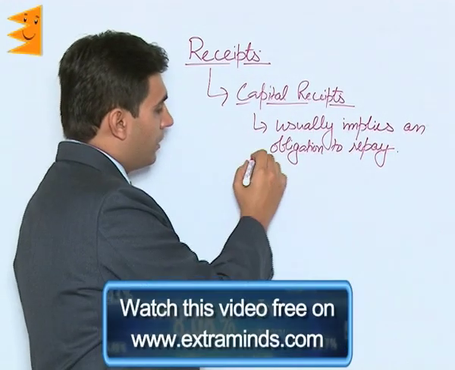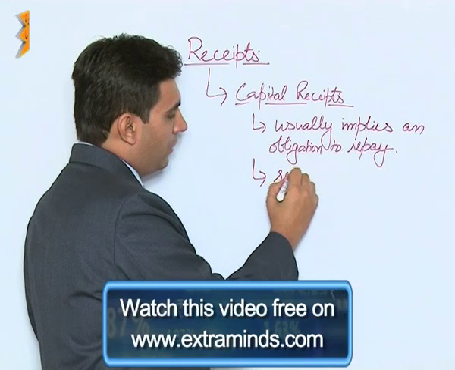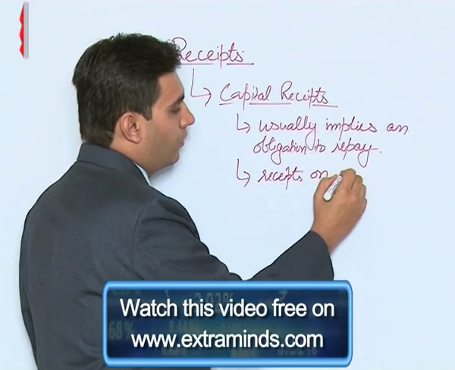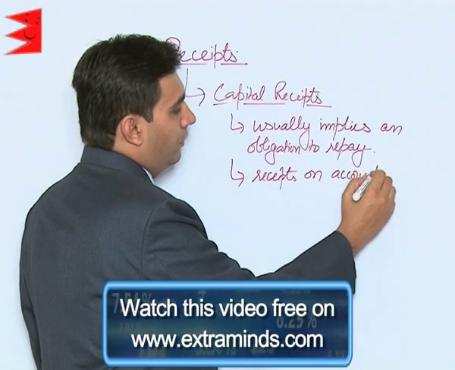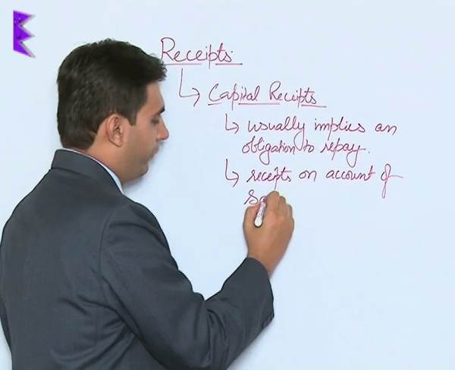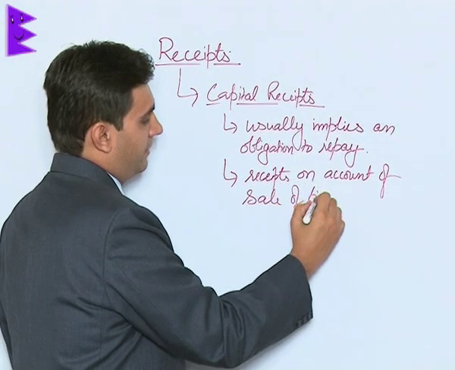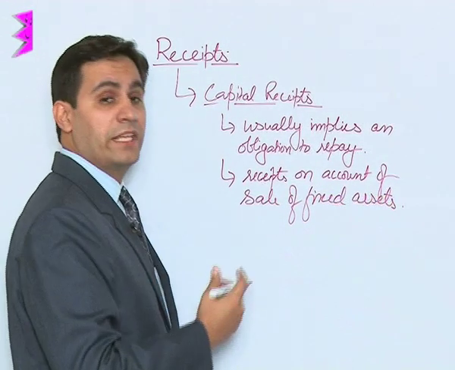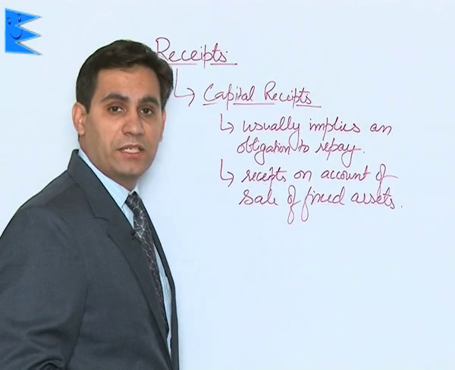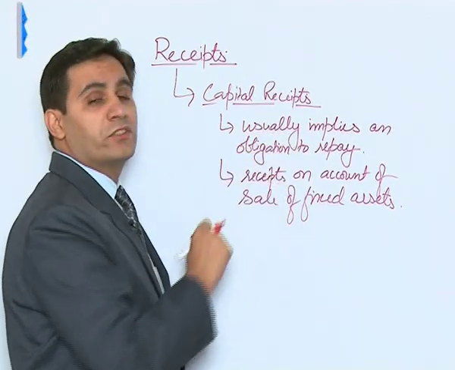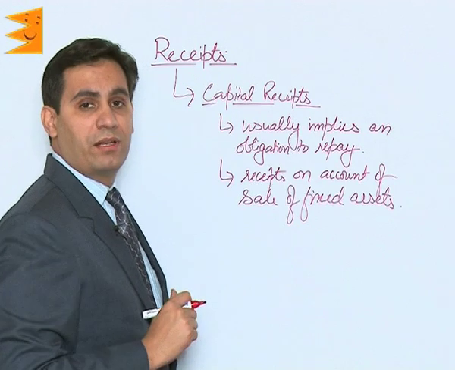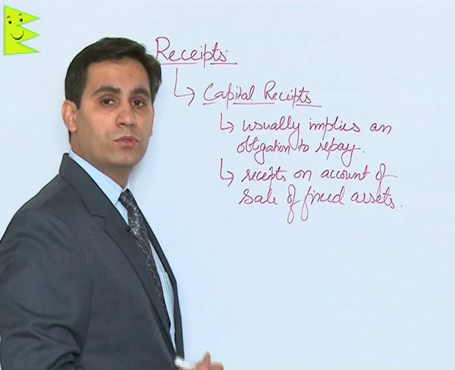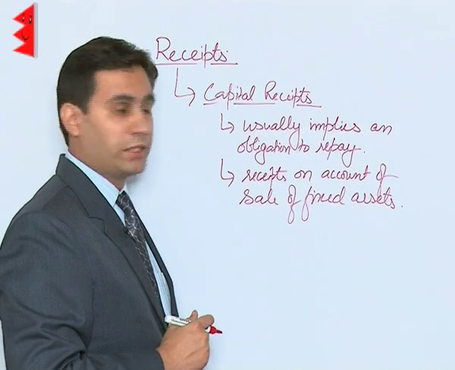or the receipts received on account of sale of fixed assets, or what we can say is liquidation of capital expenditure. So when you have these two kinds of receipts, they are covered under capital receipts. Again, coming back to the same points, remember capital receipts would be used in the preparation of balance sheet.